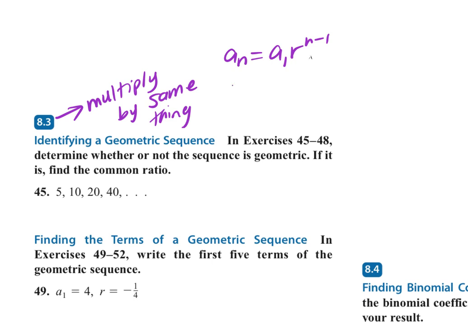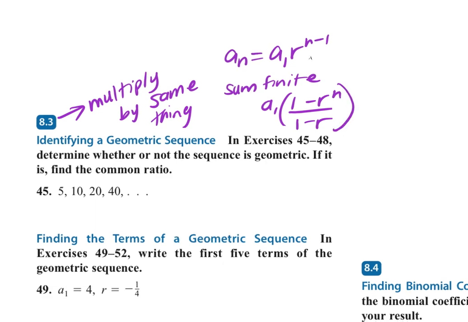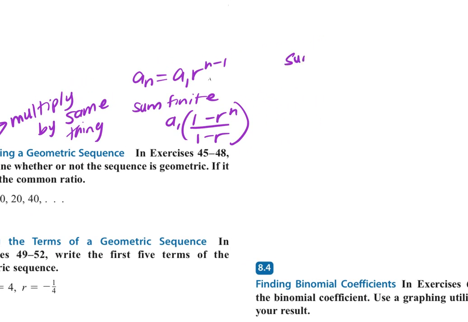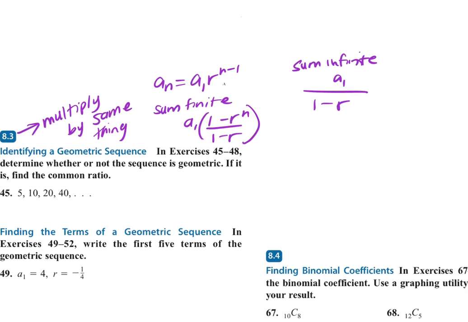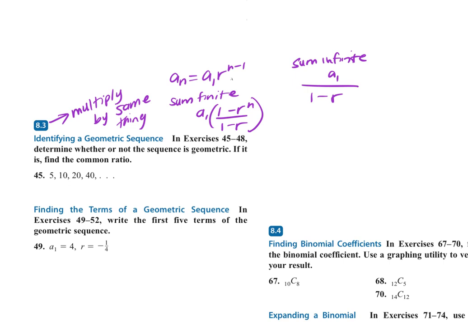And then the sum of a finite one was A1 times 1 minus R to the N over 1 minus R. And the sum of an infinite one is A1 over 1 minus R. Again, none of those are given to you on a reference sheet. Those are all things that you would need to know.